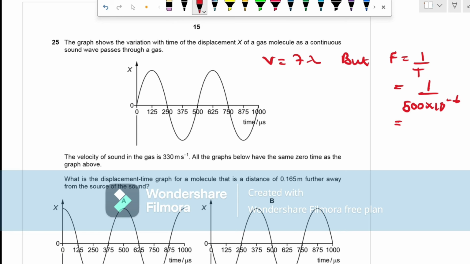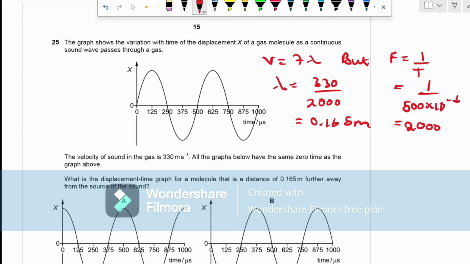1 over 500 times 10 to the power of -6. That's going to give me 2000. So it means that lambda is going to be equal to 330 divided by 2000, and that's 0.165 meters.